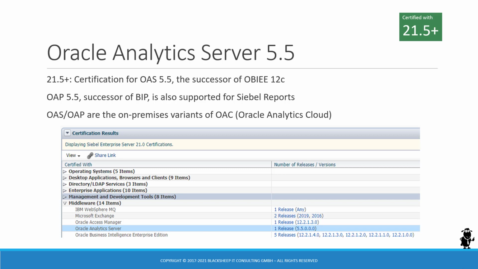So customers who are using any older version of OBIEE or BI Publisher will find 21.5 and higher versions very attractive because they can now upgrade OBIEE or BI Publisher to the OAS, OAP 5.5 versions and get full support and certification for that.